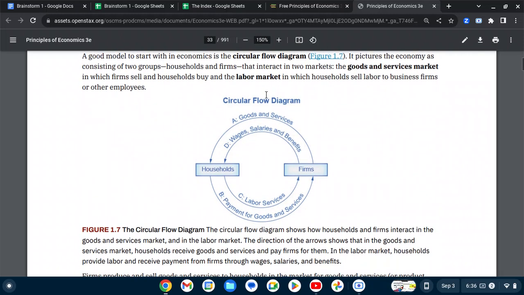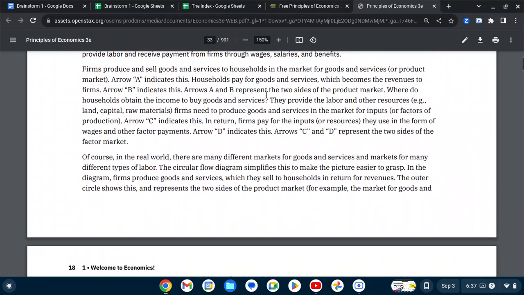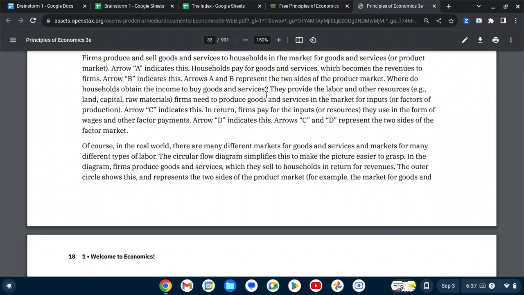A good model to start with in economics is the circular flow diagram. It pictures the economy as consisting of two groups, households and firms, that interact in two markets: the goods and services market, in which firms sell and households buy, and the labor market, in which households sell labor to business firms or other employers. Firms produce and sell goods and services to households in the market for goods and services.